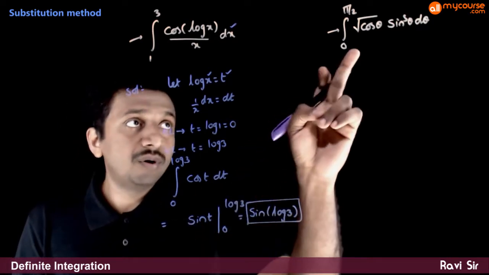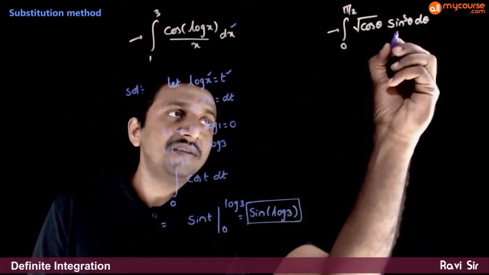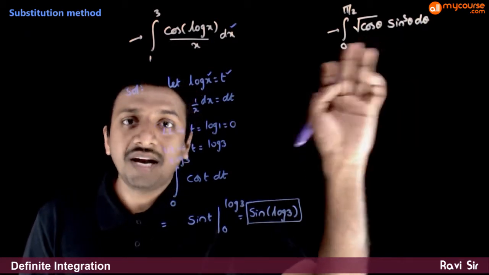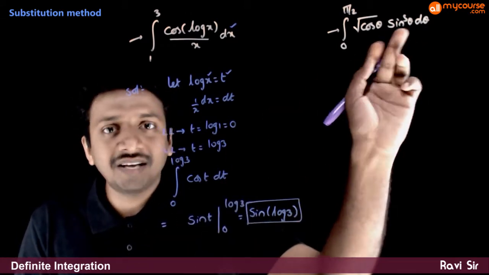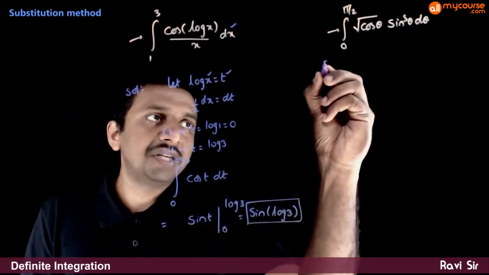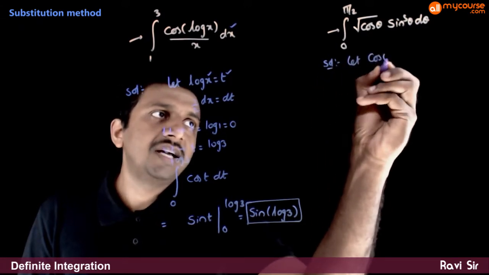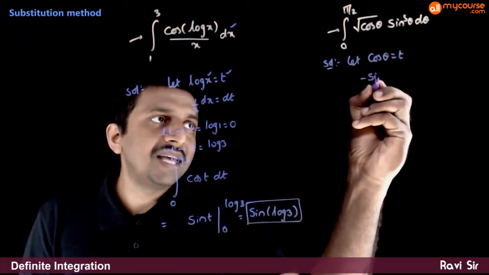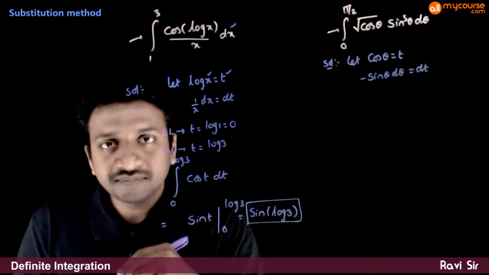Next, let us go to the next function. Here, as you can see, we have root of cos theta into sine square theta into sine theta d theta. If you want to plug one sine theta with d theta, the substitution is, let cos theta be equal to t. So minus sine theta d theta is equal to dt.